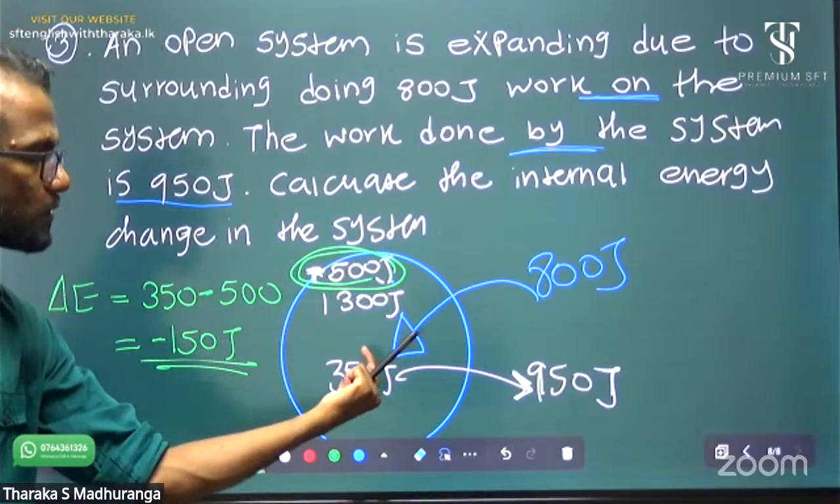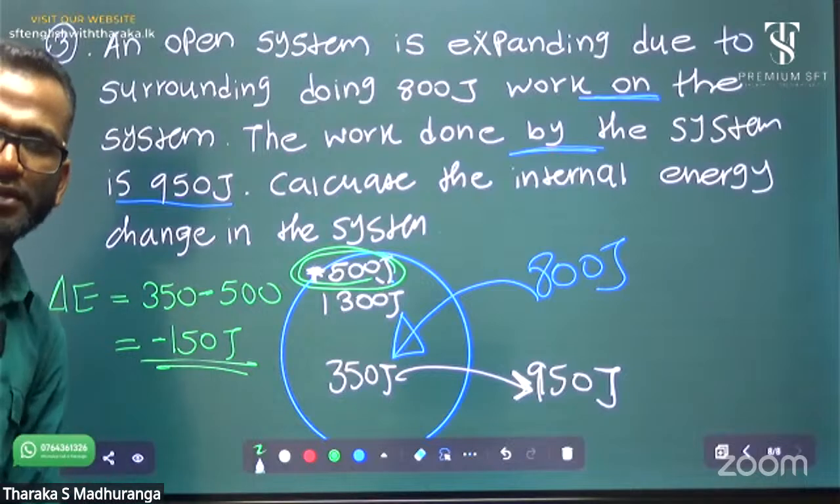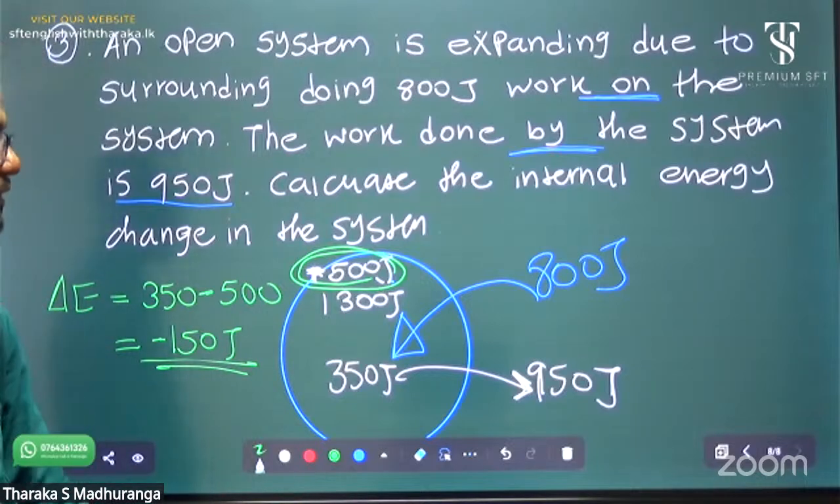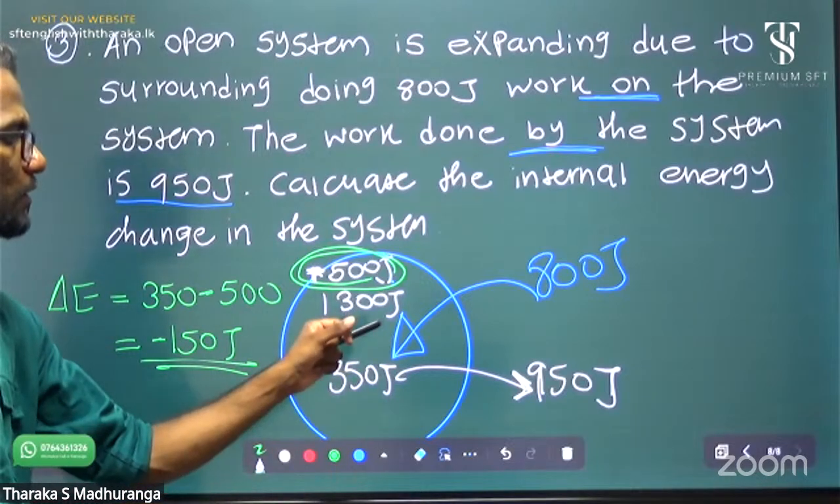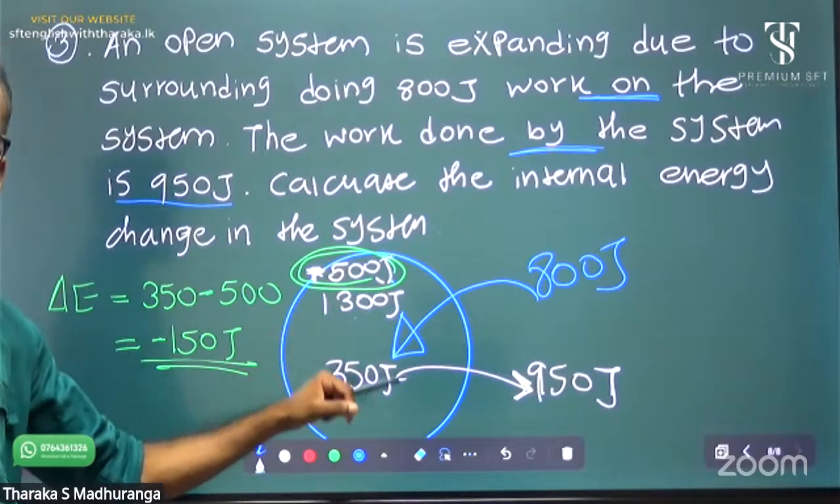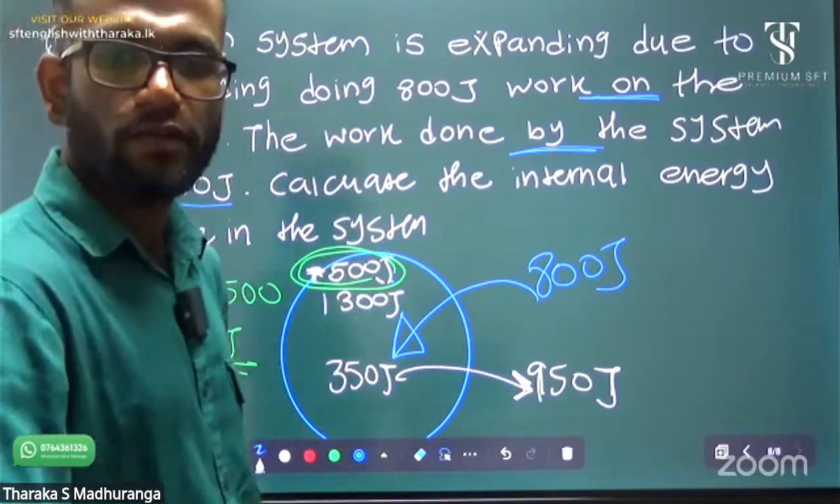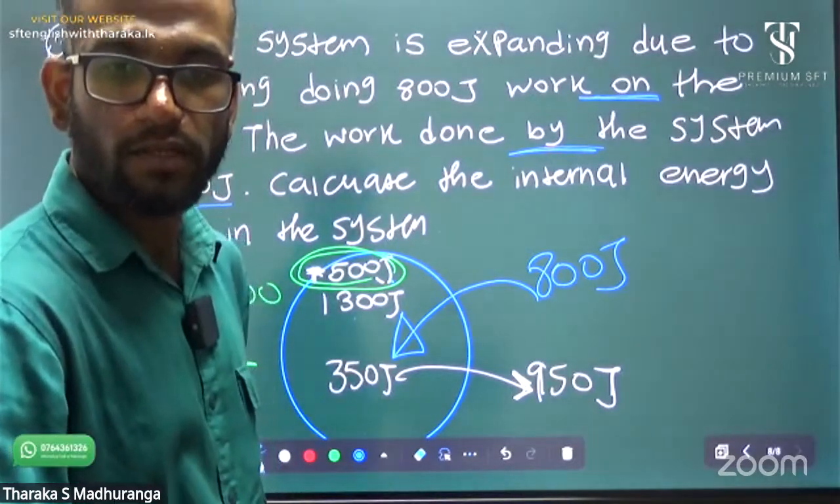800 absorbed, 950 lost. Then 800 initially, but 950 lost. Then it is minus 150.